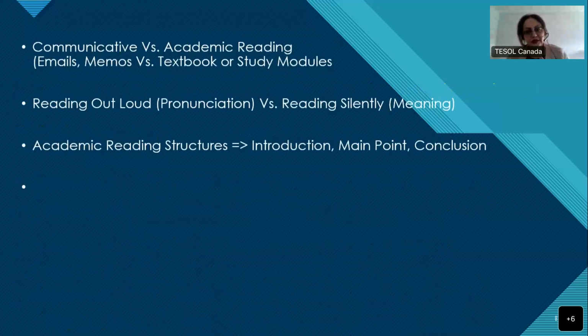In extensive reading, depending on the level of your students and the purpose of the class, you can choose different reading, like communicative or academic reading. But whatever kind or any kind of reading you choose for your class, work on both top down and bottom up. Guys, tell me what's the difference between these two approaches, top down and bottom up?